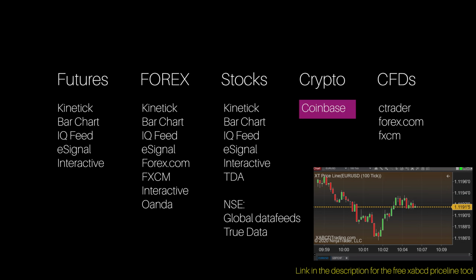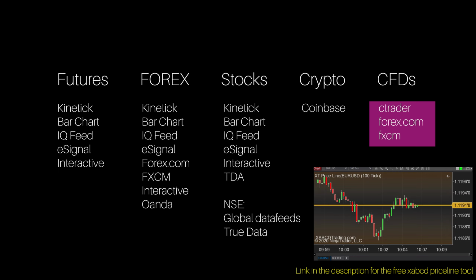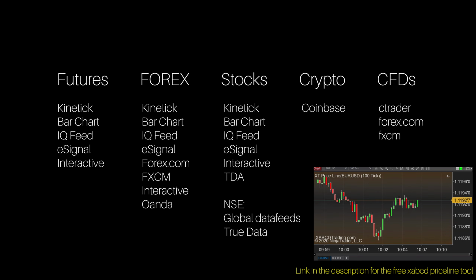Now for stocks, data providers again being Kinetic, Bar Chart, and IQ Feed, and brokers being eSignal, Interactive Brokers, and TD Ameritrade. Now if you are using crypto, your data provider is going to be Coinbase. And of course, if you trade CFDs, you're going to be looking for data providers that support NinjaTrader, and those are going to be CTrader, Forex.com, and FXCM.